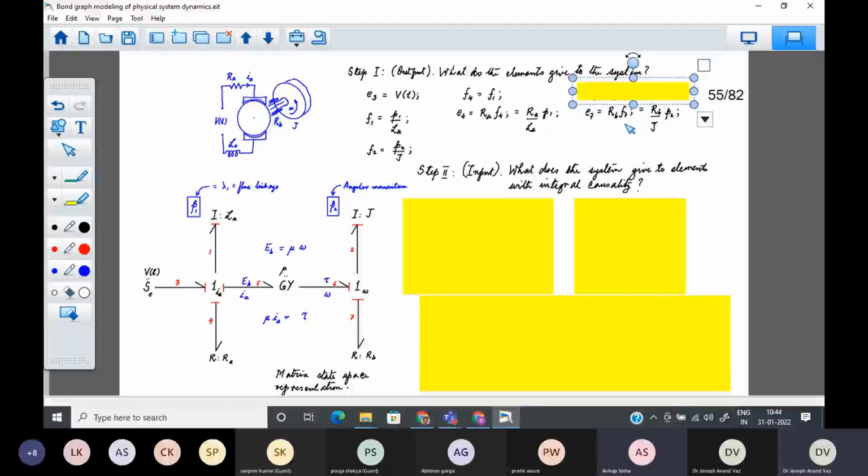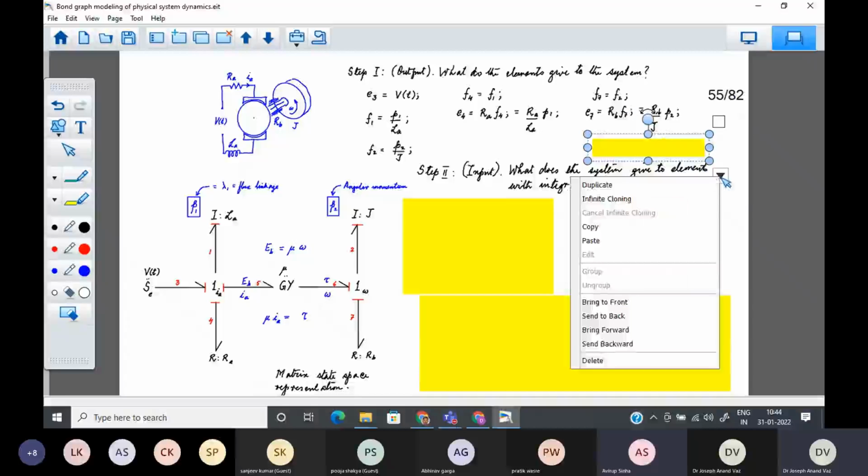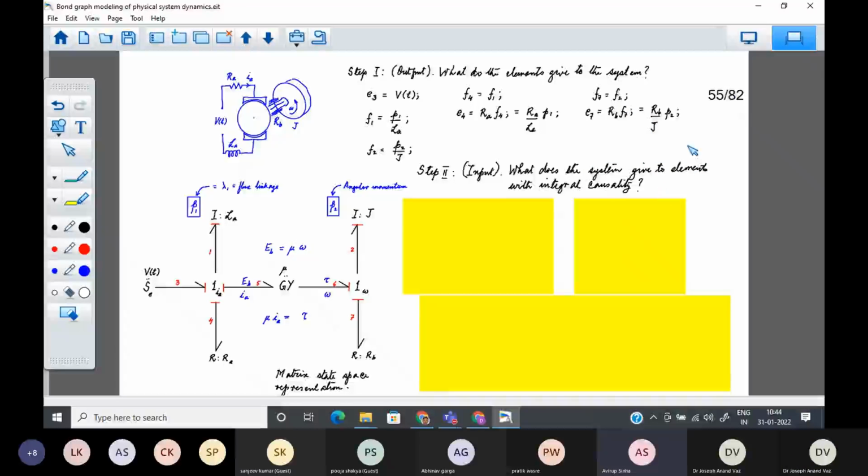Now, what is flow 7? Flow 7 is coming from this one junction. It's a common flow junction. The bond which brings it in is flow 2. So flow 7 is the same as flow 2. And that is clear here. Flow 7 is the same as flow 2. So you can write flow 2 was already worked out earlier as P2 by J. So effort 7 can be written as RB into P2 by J.